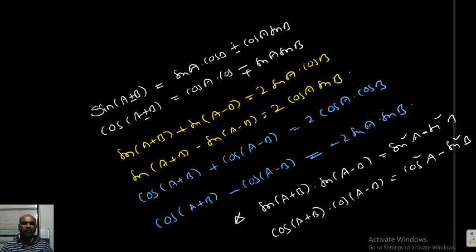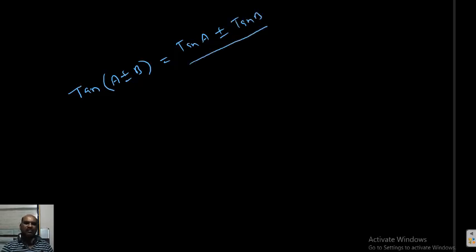Hello students, this is the fourth part of concept of compound angles in trigonometry. In parts 1 and 2 I explained these formulae. In the third part I derived the formulae for tan function and cot function. Tan of a plus or minus b is remembered as tan a plus or minus tan b by 1 minus or plus tan a into tan b.